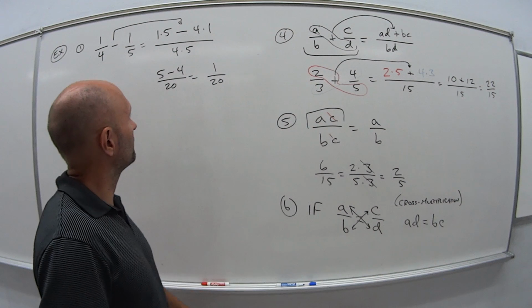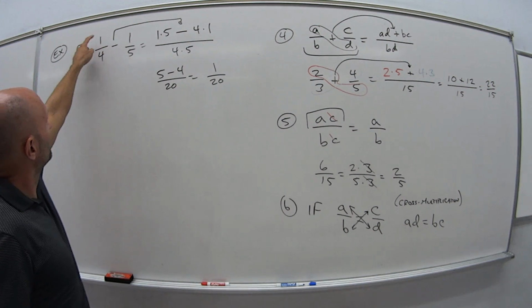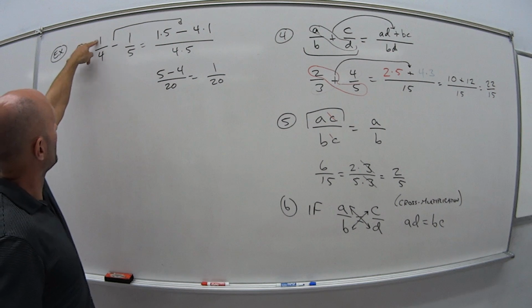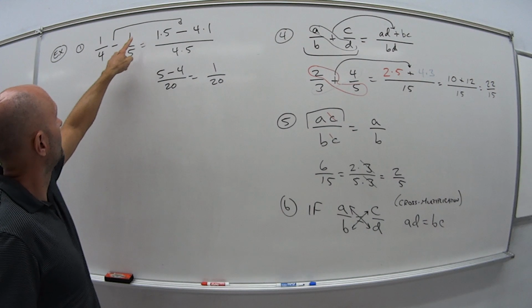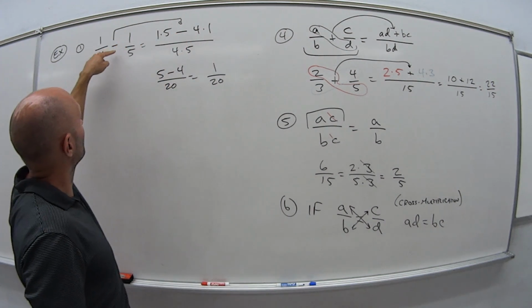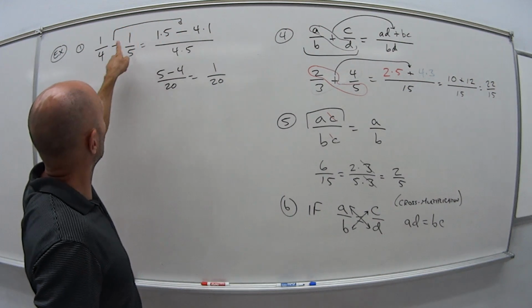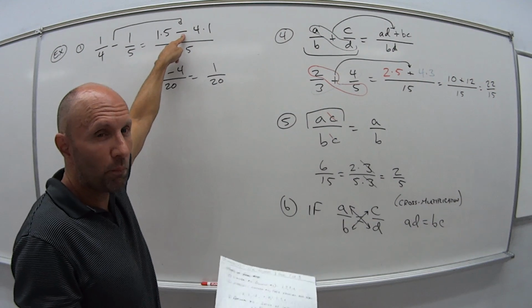Sorry if I went a little fast there. Let me step it back here. So 1/4 minus 1/5. First we cross this way, from the top of the first one to the bottom of the second. 1 times 5. Then we do the other way, 4 times 1. Then I have to put in the sign that's between them, so it's a minus here. So this is why the order is so important.